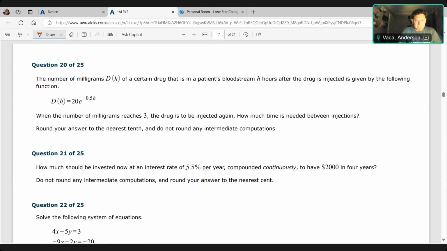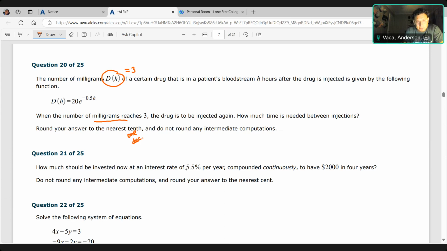When the number of milligrams reaches 3 milligrams, so when this number is equal to 3, the drug is injected again. How much time is needed between the injections? Round your answers to the nearest tenth or 1 decimal. All righty then, let's see what happens. So they're telling us that they want us to find the time in hours in between injections. Okay, so here we go.